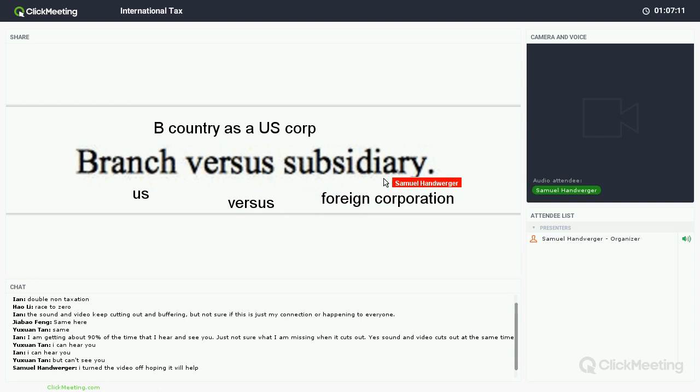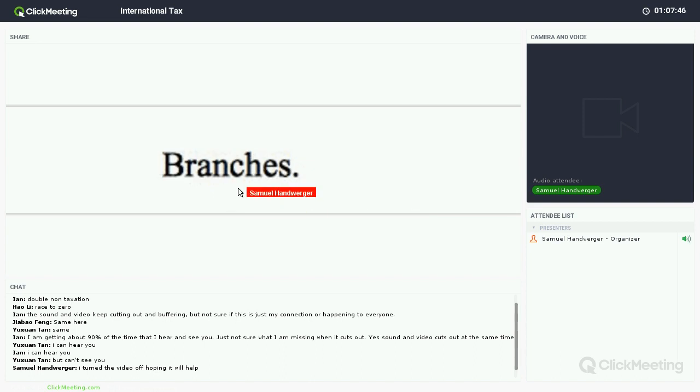That's versus if we set up a foreign corporation in country B, which will certainly be taxed there because it's going to be a resident of that country. But if we do it as a foreign corporation, then that foreign corporation in country B is not taxed in the US because it's not a resident of the US. That's the big difference between branch versus subsidiary. And so that's going to be part of our consideration as to which way we do business.